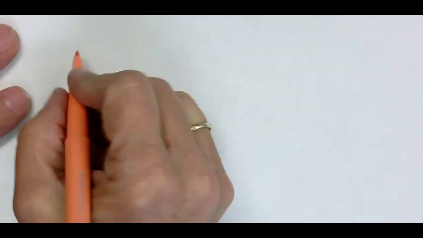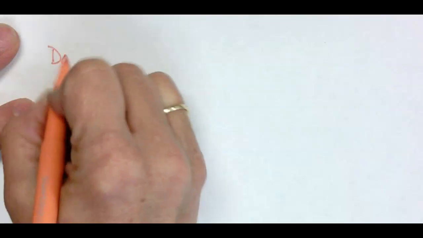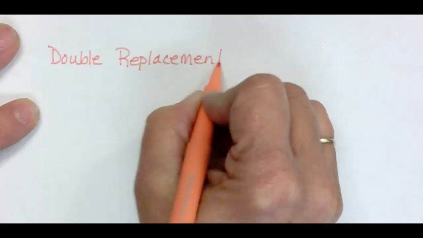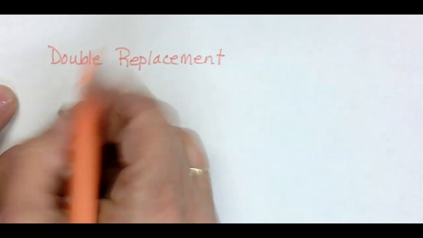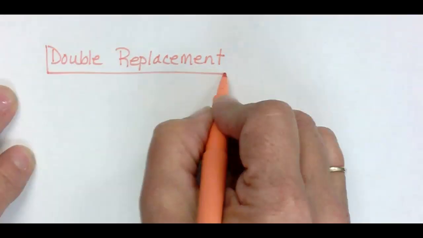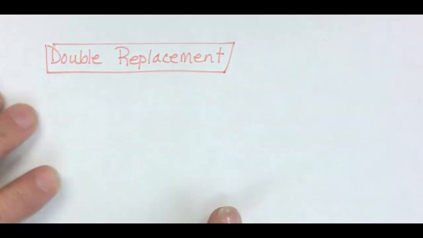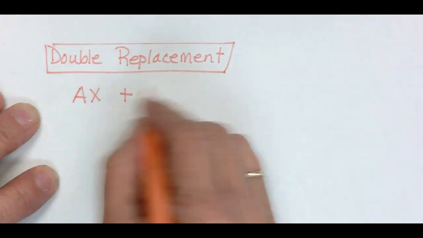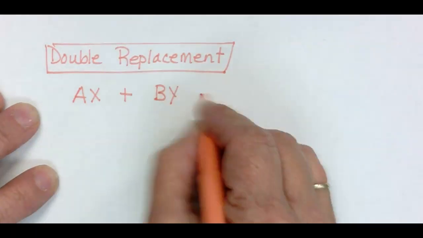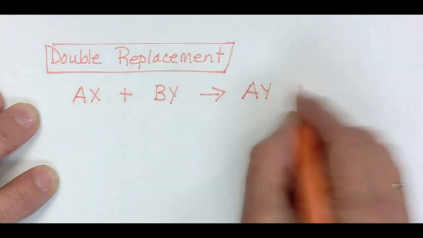Okay, so we're going to talk about another type of reaction that we have, and this is called a double replacement reaction. Since it is called a double replacement, it does mean that two things are going to swap places. So here's the generic form of it, AX plus BY, and it's going to give you AY plus BX.